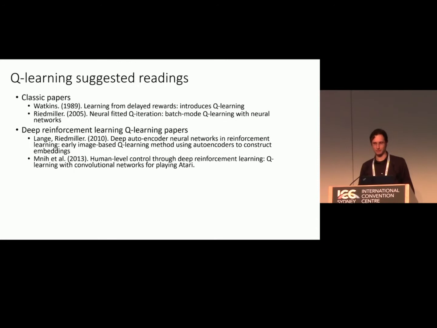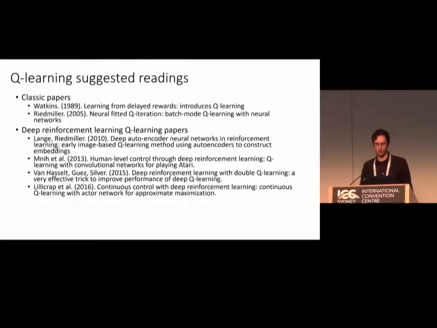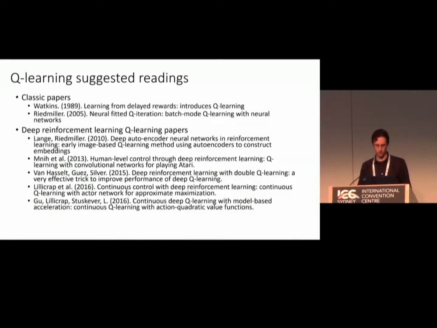This is the work by Mnih et al. that I showed before. This paper, called Deep Reinforcement Learning with Double Q-learning, introduces a very effective trick that greatly improves the performance of Q-learning. So if you're interested in implementing the algorithm in practice, I highly recommend checking that out. This is the paper on continuous actions using a learned maximizer that I discussed before. And this is the paper on using the NAF estimator with Q functions quadratic in A.